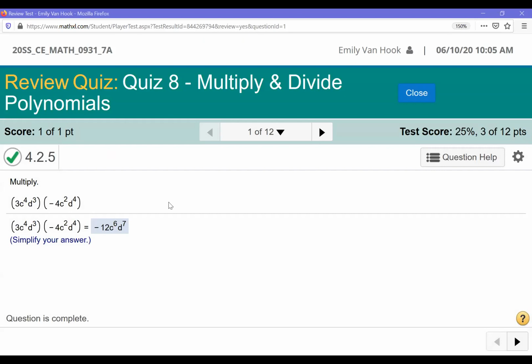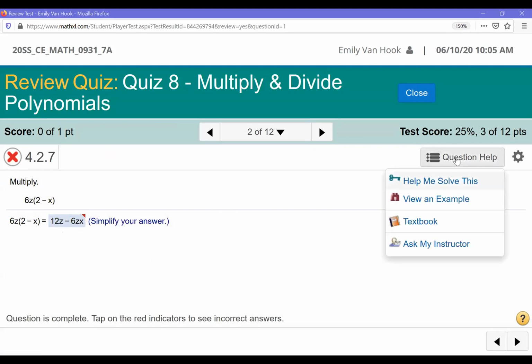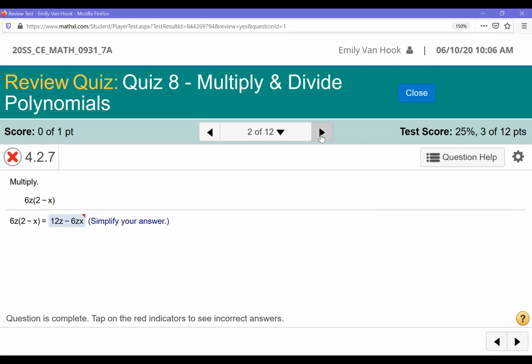So here's number 1 that I answered. I didn't answer number 2, so I got a little X here. You can see what the answer is now though. And if I click here with my mouse, it says you answered nothing. Okay, so maybe I need help with this. Maybe I don't understand where the answer comes from, and check it out. Now there's question help available. So now you can view examples and ask your instructor if you need to.